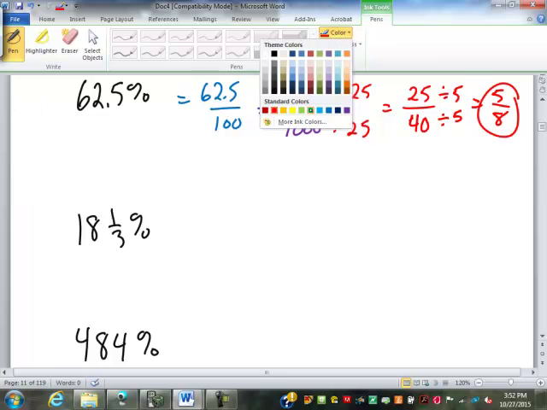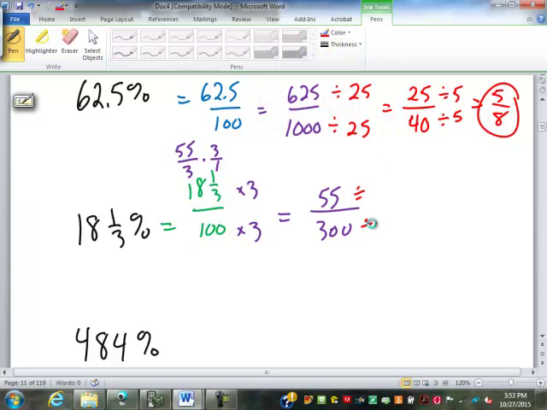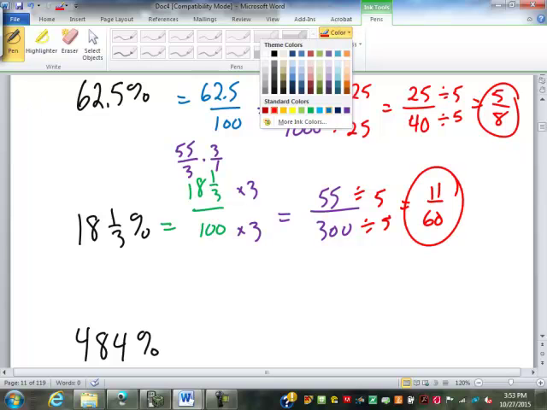Very good. 18 1/3% becomes 18 1/3 over 100. And then times by 3. I'll do the 100 times 3 is 300. What's 18 1/3 times 3? 55, right? 18 times 3 is 54, plus 1 is 55, so it's 55 over 3 times 3 over 1, which is 55. Then what? Reduce by 5 to give us 11 out of 60. So 18 1/3% is 11 out of 60.